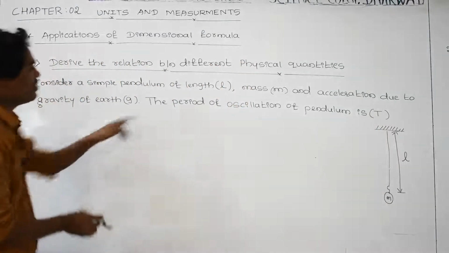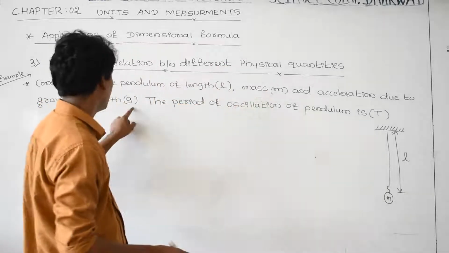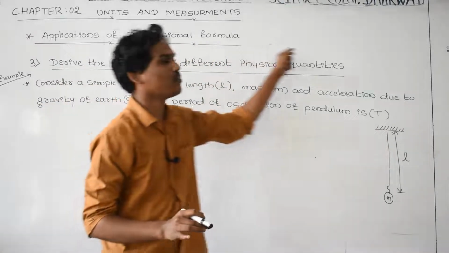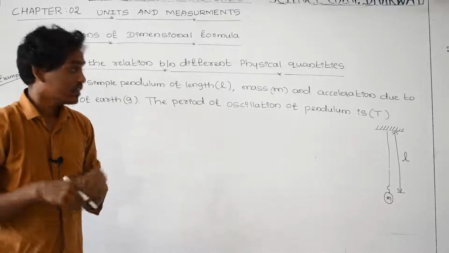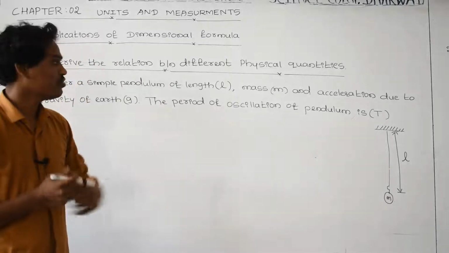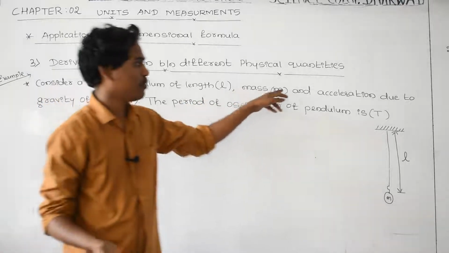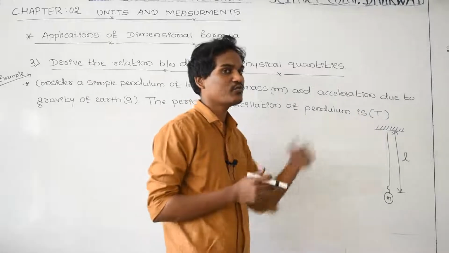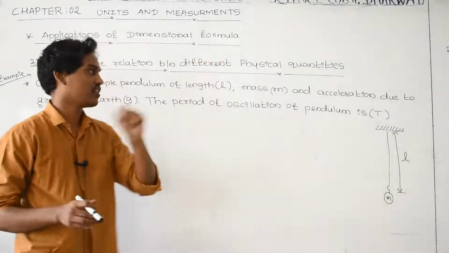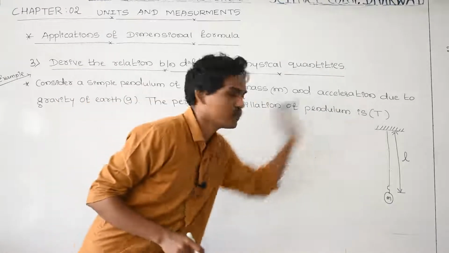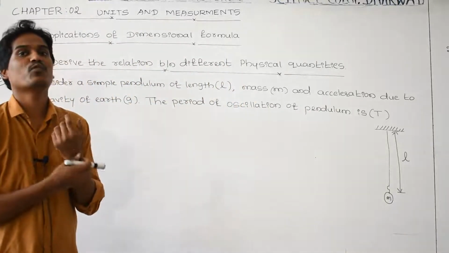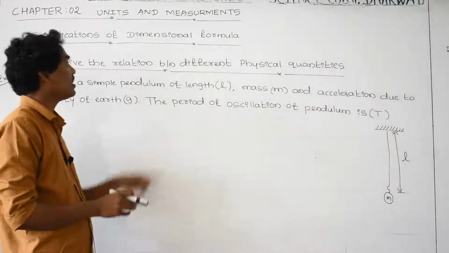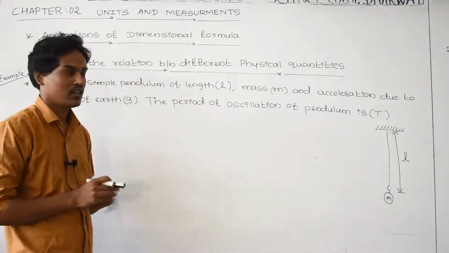What is the relation between L, m, g and T? That is what you have to derive by using this dimensional formula method. Which physical quantities are given? Length is a physical quantity, mass is a physical quantity, g is a physical quantity, and T, time, is also a physical quantity. 4 physical quantities are there: 1, 2, 3, 4. What is the relation between these 4 physical quantities? You have to derive it. You have to know it by using which method? Dimensional formula method.